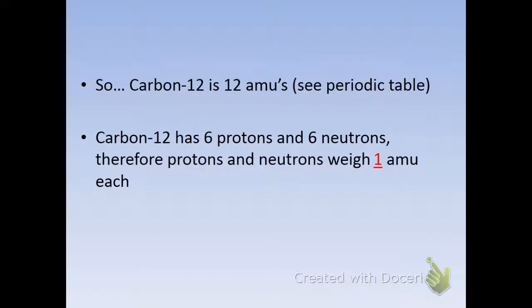Since carbon-12 is 6 protons and 6 neutrons, and they're about the same size, a proton and a neutron each weigh 1 atomic mass unit. Now, if you get into the nitty-gritty of chemistry, you'll find that they're not truly 1 AMU each, but for what we're doing, it's close enough.